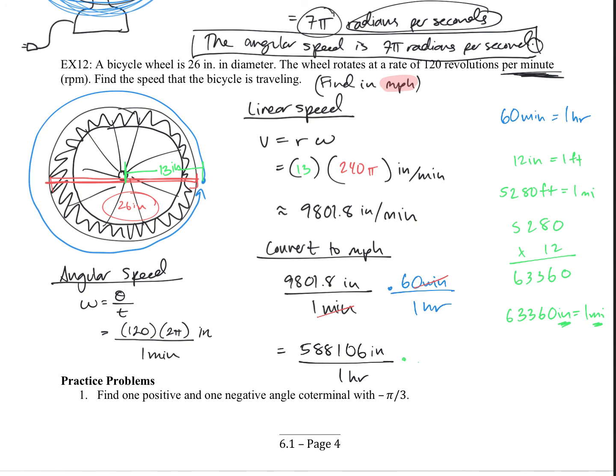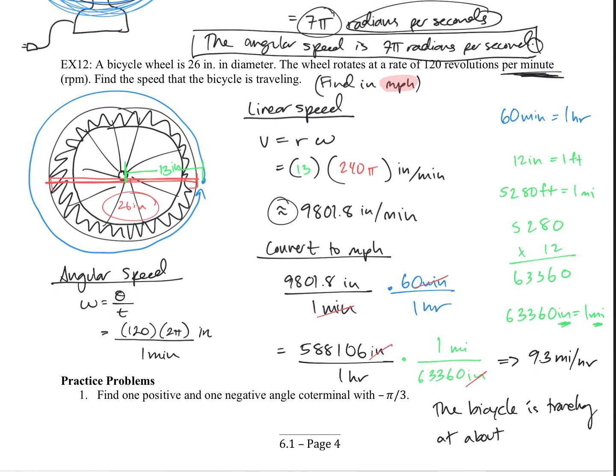So I get 1 mile times 63,360 inches. Awesome. Now the inches will cancel out. And I'll be left with, multiplying that out, about 9.3 miles per hour. And we would write a sentence. Sorry, I've kind of run out of room here, but the answer would be, the bicycle is traveling at about, and the reason we say about is because we did do some approximating, it's about 9.3 miles per hour. And box our answer.